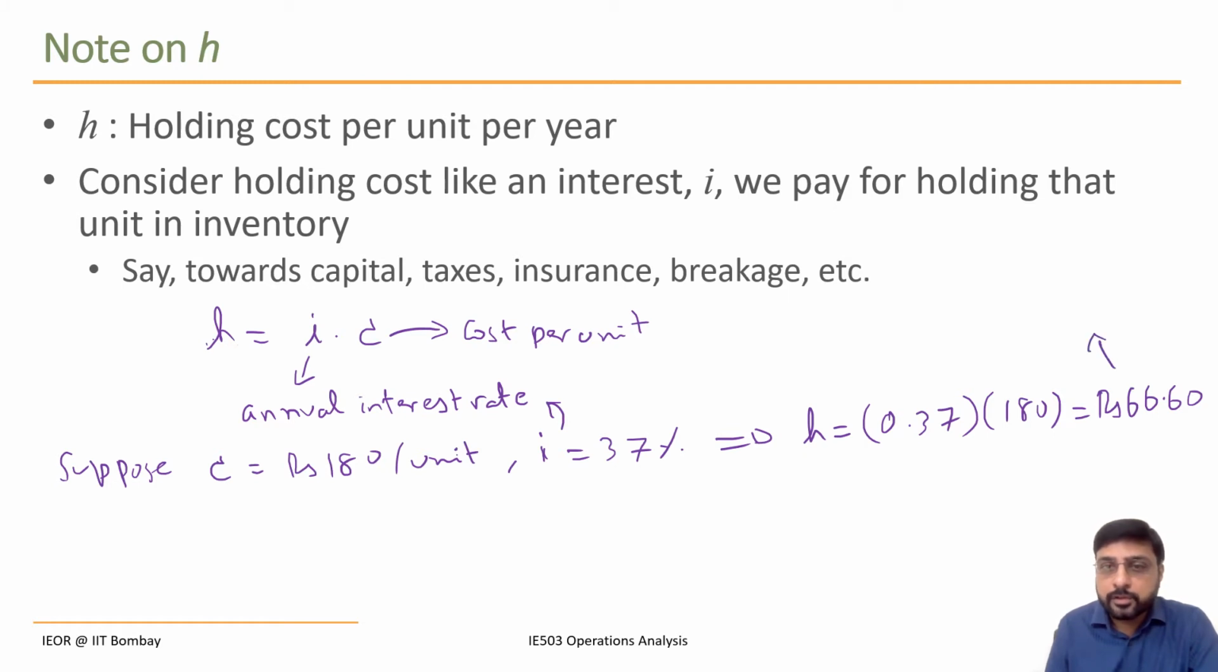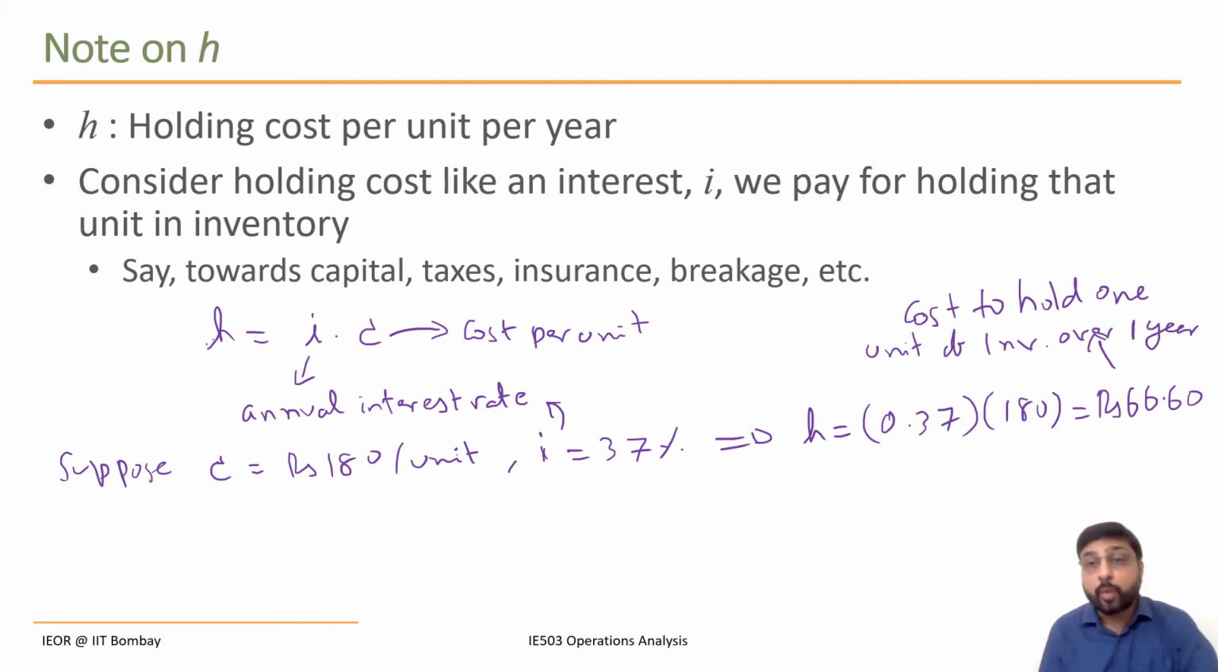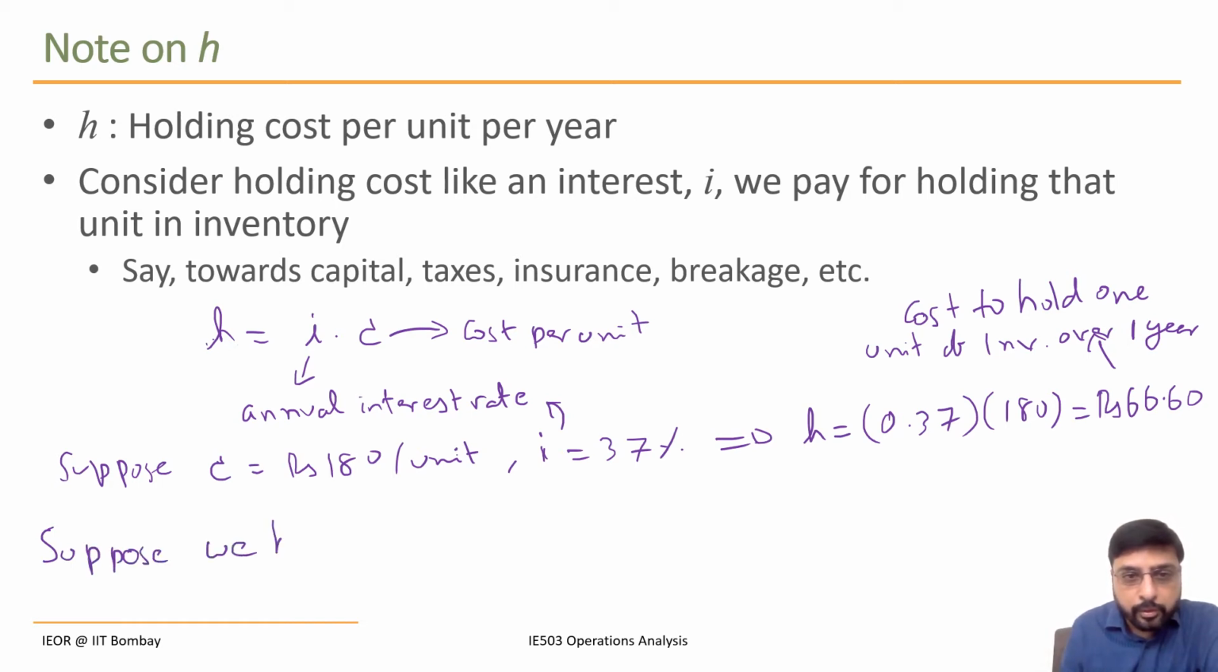So this is the cost to hold 1 unit of inventory over 1 year. So suppose, just to extend it, suppose we hold say 300 units for say 5 years.